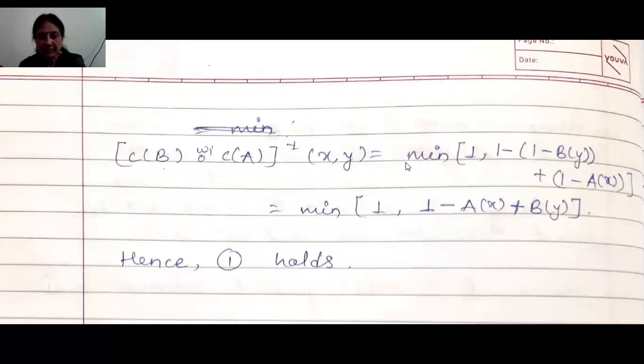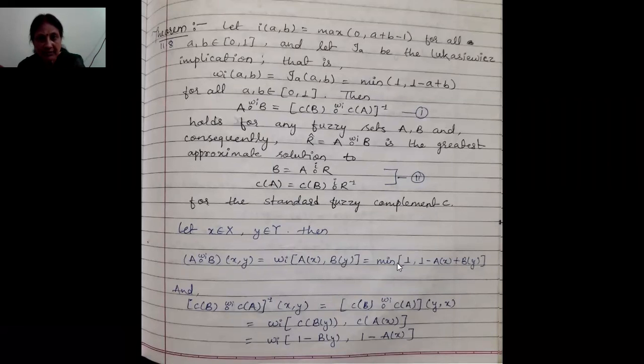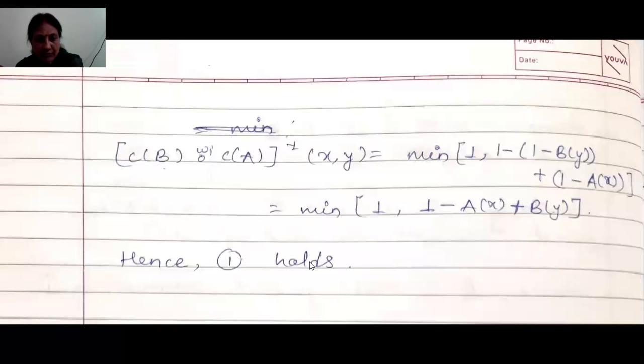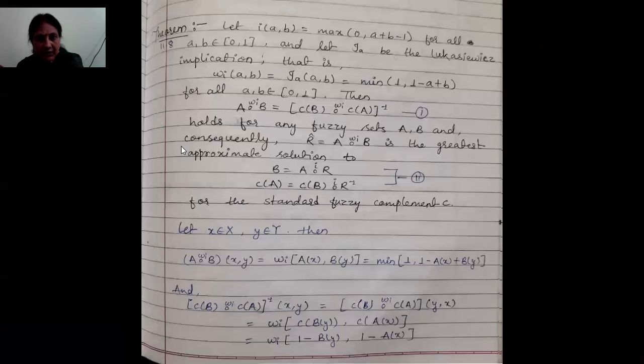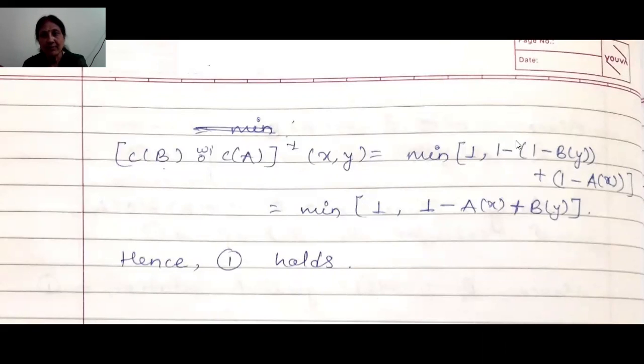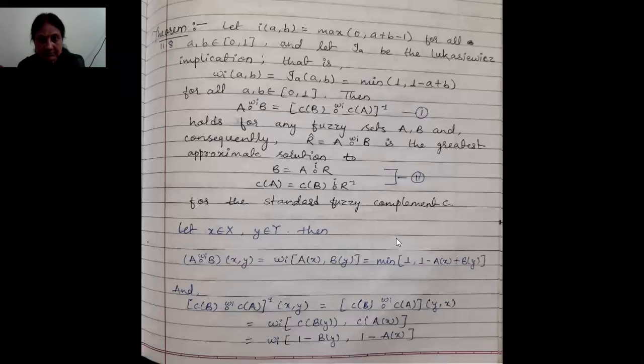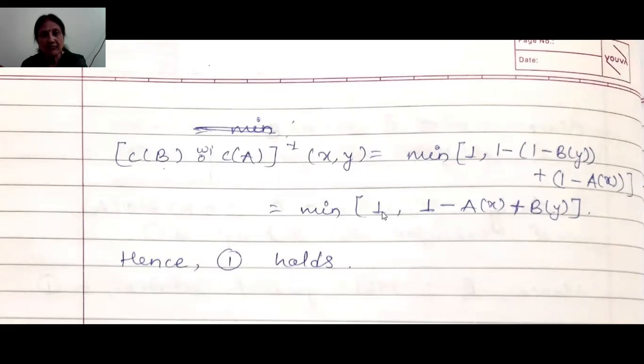So this is equal to minimum. This has come from the expression here, min(1, 1-a+b). So instead of a we are going to put 1-B(y), and instead of b we are going to put 1-A(x) in this expression. So we will get min(1, 1-(1-B(y))+1-A(x)). This is equal to min(1, 1-A(x)+B(y)). 1 and 1 will cancel, and we see that the left hand side of expression 1 is min(1, 1-A(x)+B(y)), and the right hand side is also min(1, 1-A(x)+B(y)). So the expression 1 holds.